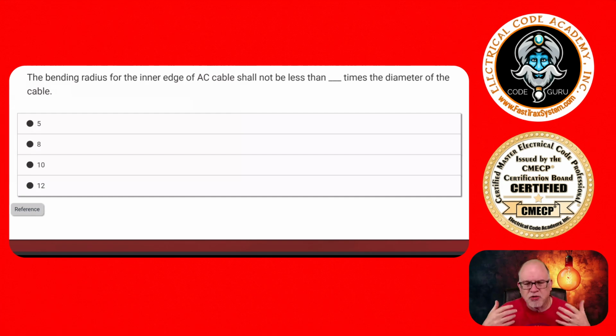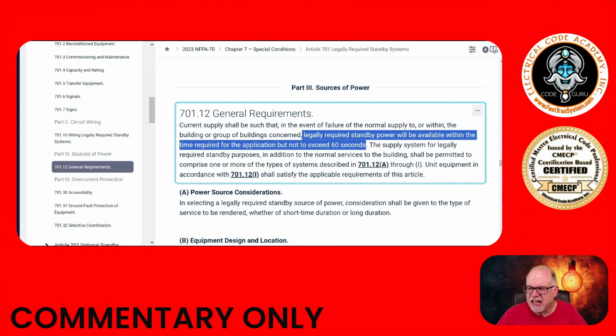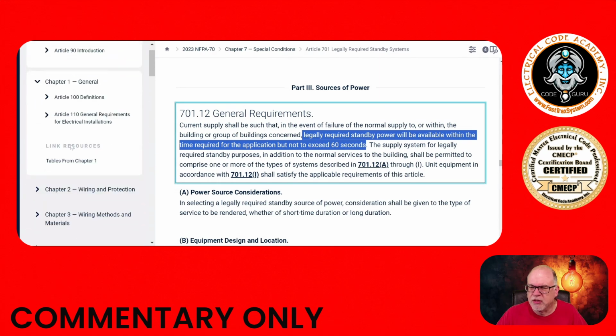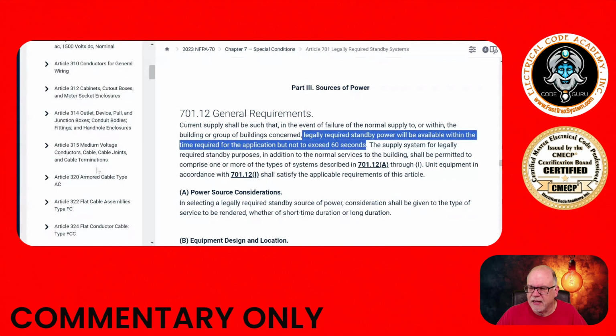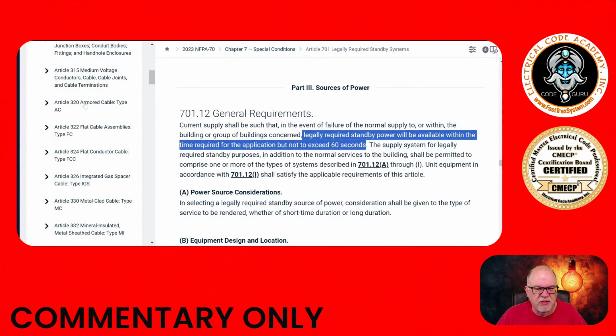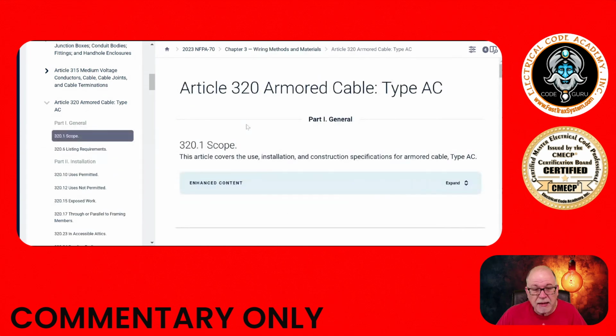You just want to get used to rattling it off, because that not only will help you in the field, but it's also going to help you when you're preparing for an exam. When I see something like AC cable, I know 320, and I'm going to use bold scan. So let's do that right now. All right, so I'm going to the NEC, and I'm going to go to 320. And as you can see, 320 is armored cable. And I'm going to bold scan.